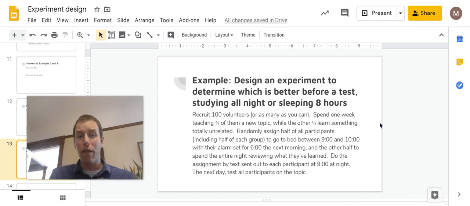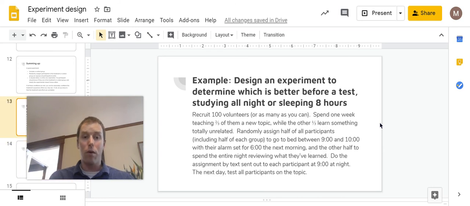I'm going to send out their assignment for what group they're in by text at 9 o'clock at night. So they don't know what group they're in until 9 o'clock at night. And even when they get that text, they don't necessarily know whether that makes them treatment or control. They're just being told what to do. The next day, I test all of my participants on that topic.